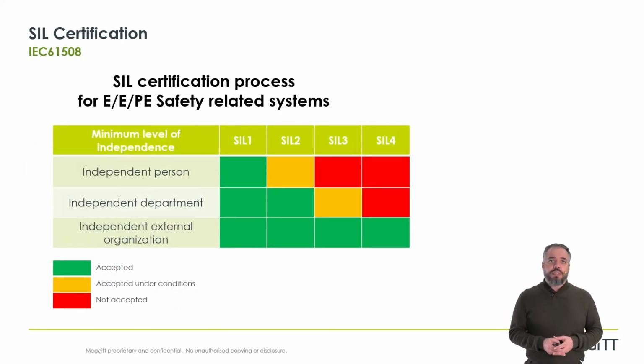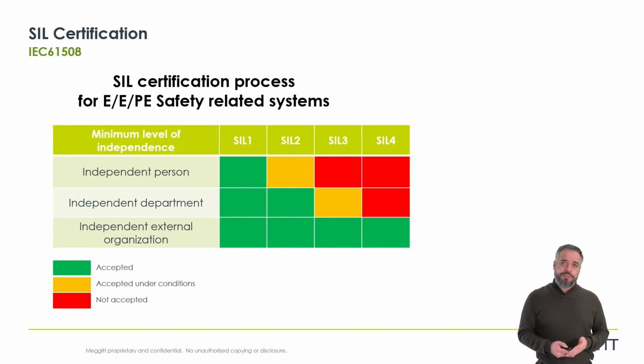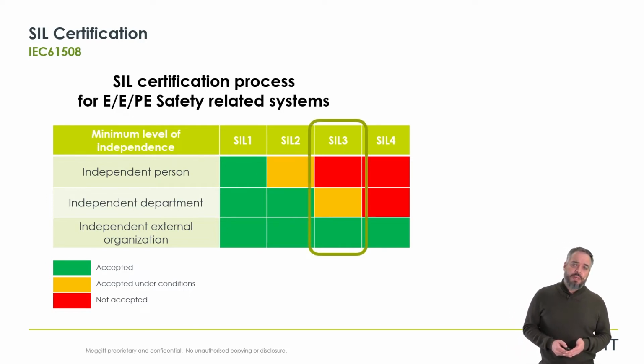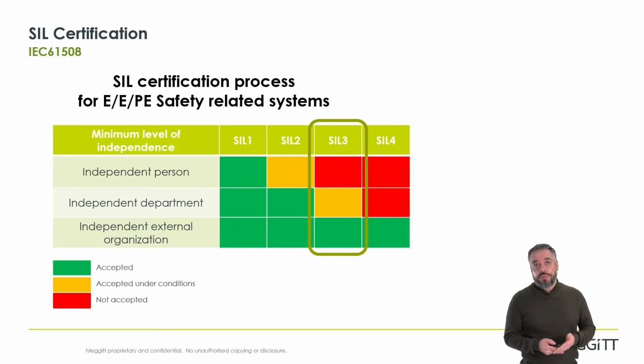The level of independency of the assessor or assessors depends on the SIL level. The higher the SIL level, the more independence we will have to have. For example, while for a simple SIL 1 device we will only require one independent person, for SIL 4 we will need to have an independent external organization assessing the compliance with safety requirements. For example, an independent person, part of the development team, would never be accepted. SIL 3 requires an independent external organization to perform the assessment.